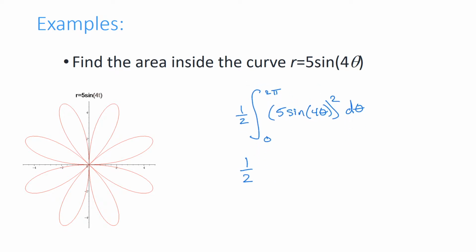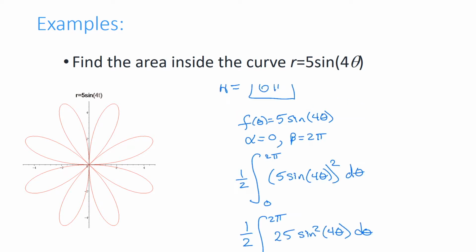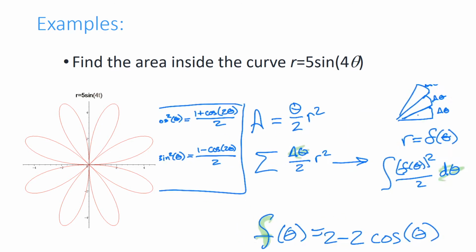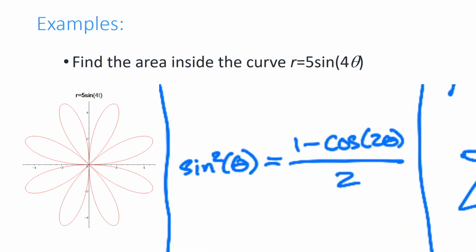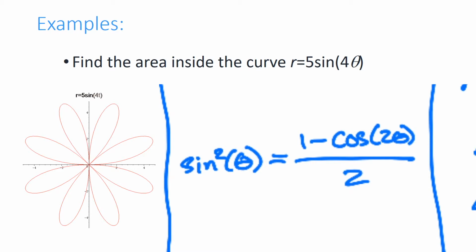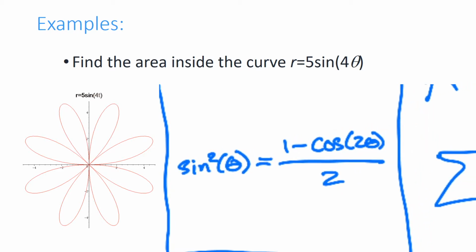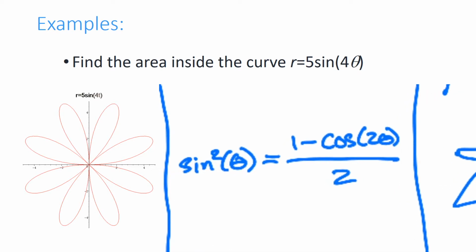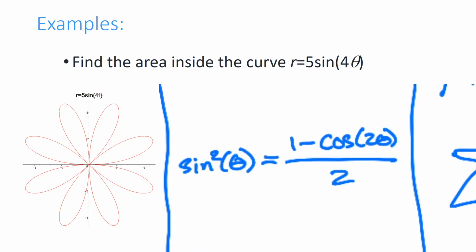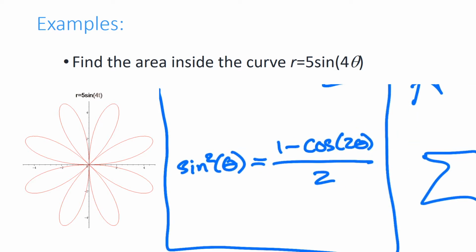So you can probably guess that we're going to have to use the power reducing formula again. So let's scroll back up there and find that. There it is. The sine squared is 1 minus the cosine of 2 times the angle, divided by 2. So notice that's sine squared of theta. Since I have sine squared of 4 theta, I'll just change that 2 theta to 2 times 4 theta. So let's go back.